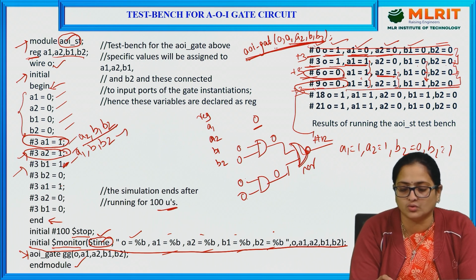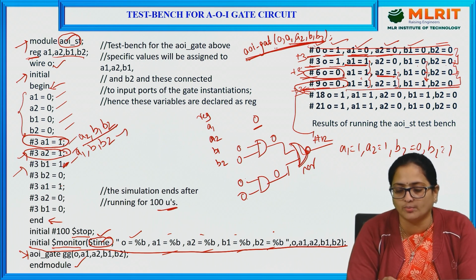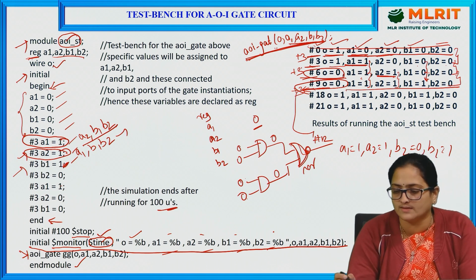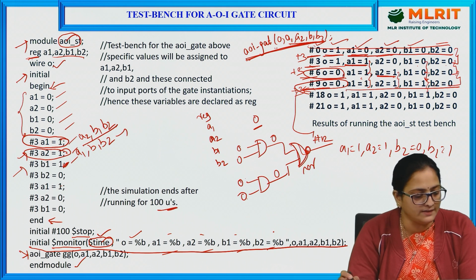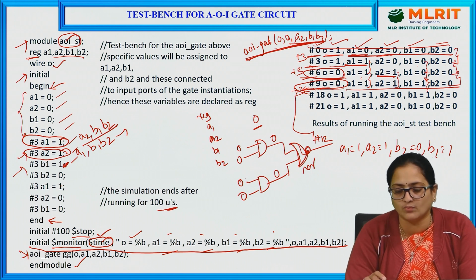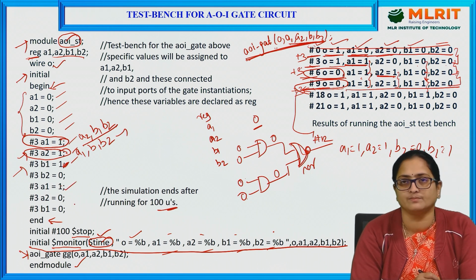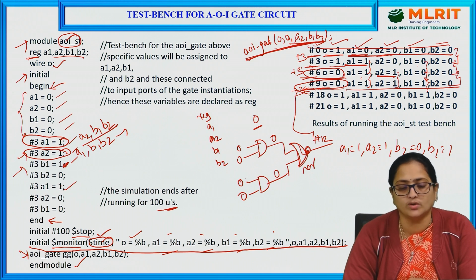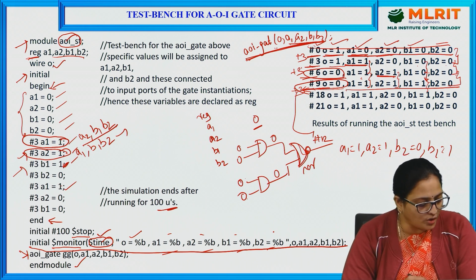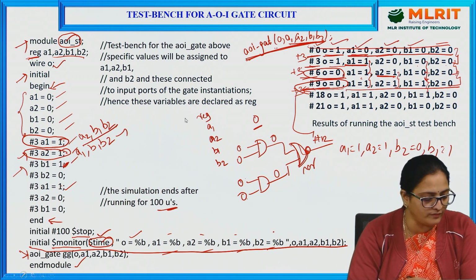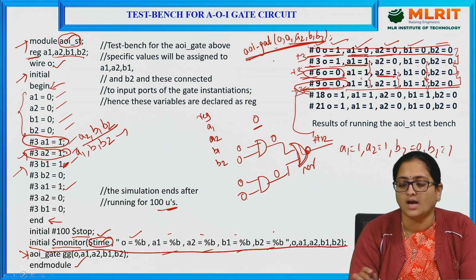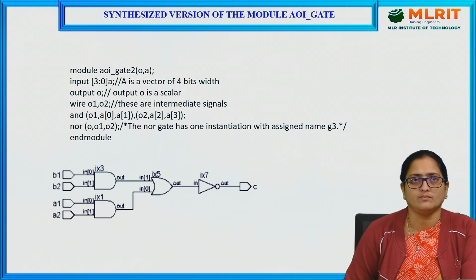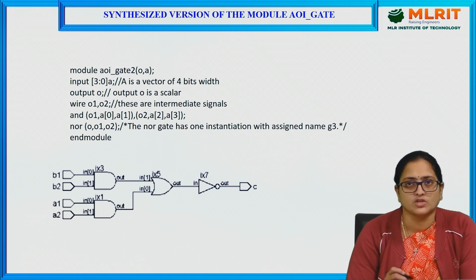So it cannot be highlighted here, because B1 was changed to 1 and, as it has the same value as at the 9th time interval, it will keep showing the same value till the 18th time interval. So this is how the test bench code can be written for the AOI module, and this is how the analysis will be done for the test bench code.